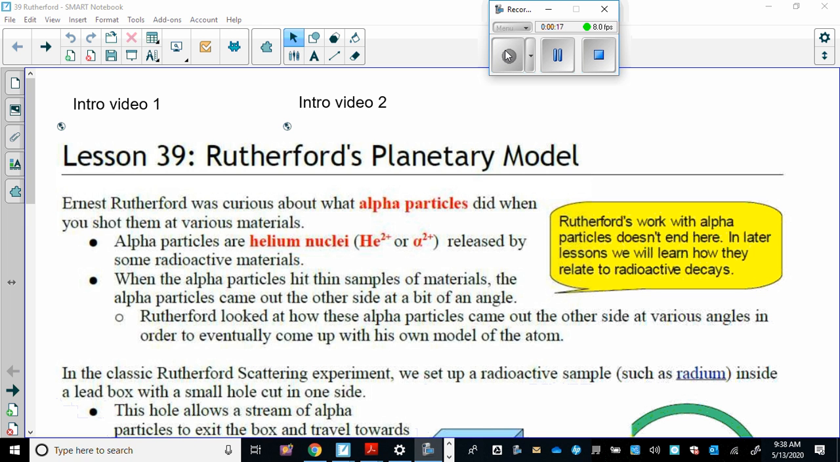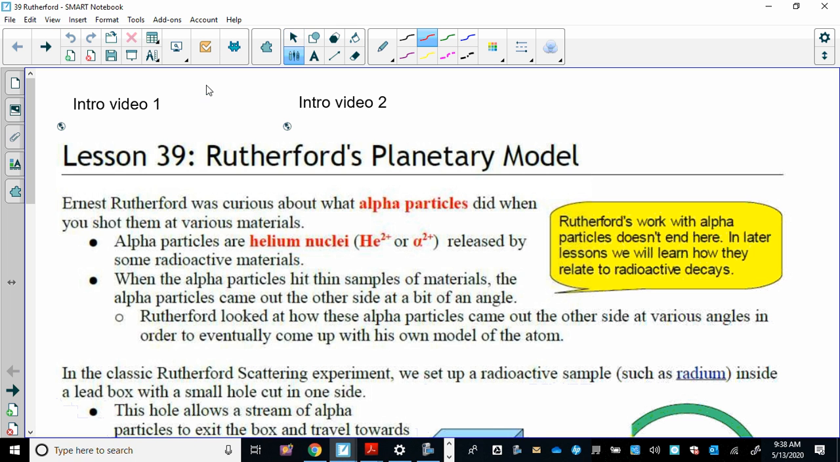We've got the plum pudding model. Oh, whoops, that's not an atom. A big blob of positively charged material, and then negative things in there to balance it out to become neutral. That's the present model of the atom at Rutherford's time.